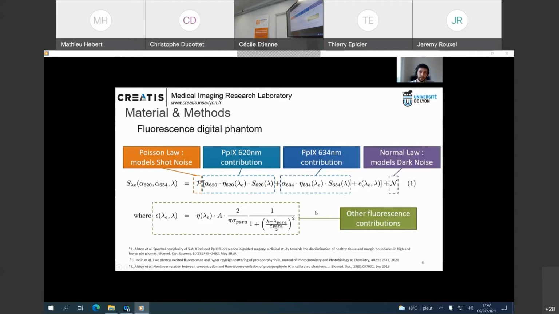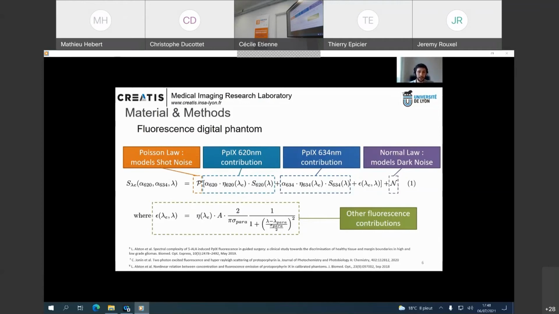The parameters of these noises have been estimated on the data of the 10-patient clinical trial. And the fluorescence emission is composed of three terms: PpIX 620 contribution, PpIX 634 contribution, and also a parasitic fluorophore whose impact on the estimation has to be estimated. The fluorophore fluoresces in the area of PpIX, which is the worst case for the estimation of PpIX, and we precisely decided to test this worst case here.